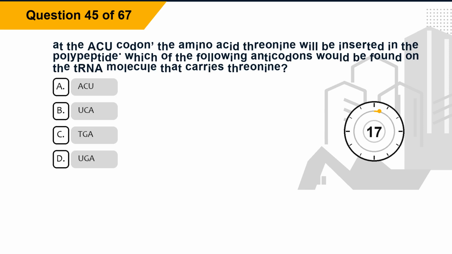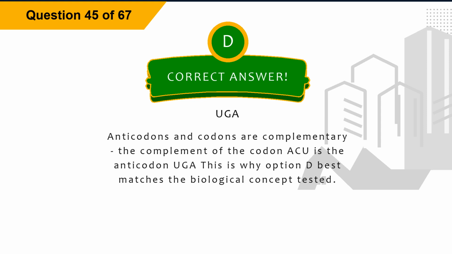Question 45. At the ACU codon, the amino acid threonine will be inserted in the polypeptide. Which of the following anticodons would be found on the tRNA molecule that carries threonine? Option A, ACU. Option B, UCA. Option C, TGA. Option D, UGA. The correct answer is option D, UGA. Explanation. Anticodons and codons are complementary. The complement of the codon ACU is the anticodon UGA. This is why option D best matches the biological concept tested.